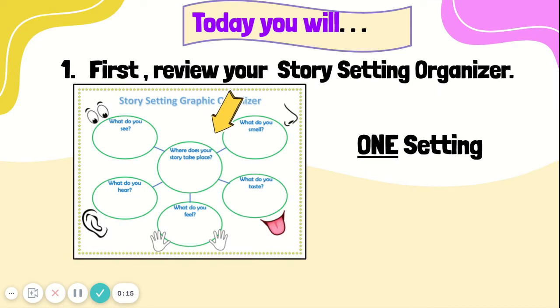Today you will begin by reviewing your story setting organizer. Remember, this is where you wrote down where your small moment is happening, your setting in the middle. Then you added many details about that small moment, remembering what you saw, what you heard, what you felt, even what you tasted and smelled if you could remember.